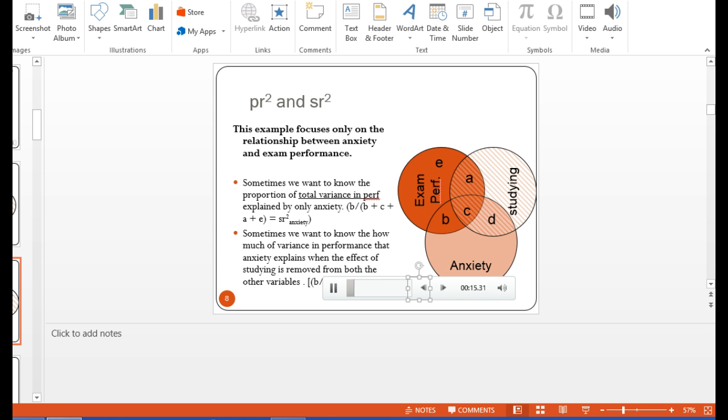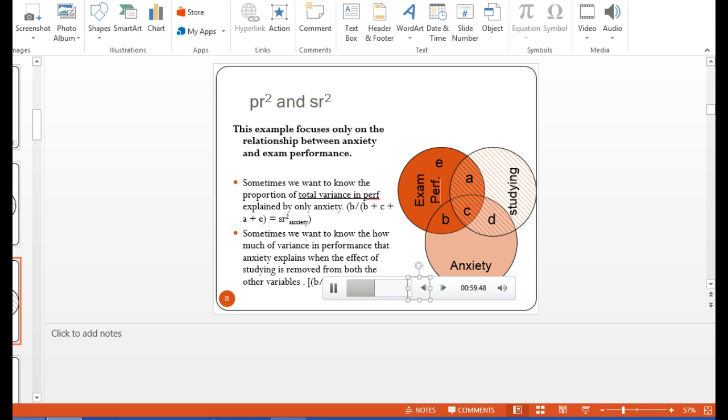So I would say that the SR squared is the more important one, so that's the one that I want you to really focus on, but just know that there is a partial, a PR squared, as well. So the PR squared is the partial, and the SR is the semi-partial. So most of the time, at least in my field, I would think in yours as well, researchers talk about semi-partials. And the conceptual definition of semi-partial is we want to understand the total proportion of variance in exam performance, so in that DV, that is explained only by anxiety. So anxiety only.